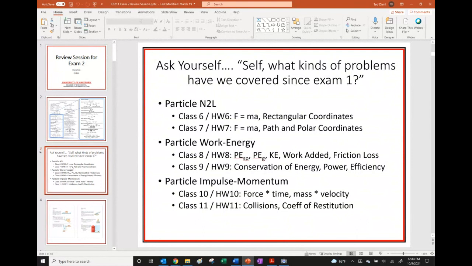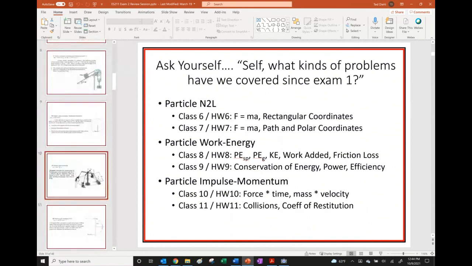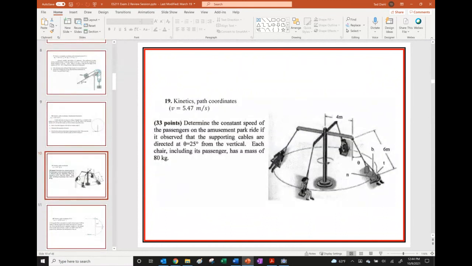Excuse me, sir. Also, can you check the fourth problem of kinetics in the kinetics and path coordinates? It's at the top. That one? I'm not sure if I did it correctly. Is this the one you mean? Yes, yes. Okay, cool. All right, let's see.